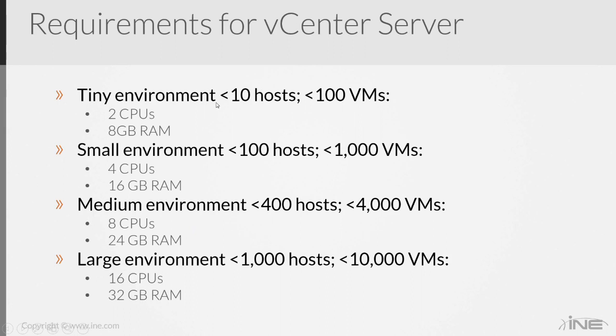So if you're doing less than 10 hosts and less than 100 VMs, you would set up your vCenter server with 2 CPUs, for example, 8 gigs of RAM. Bear in mind though, this has to do just with the vCenter server, not your database, the backend database that's running on this. So if you're running all of that on one box, you would need to cater a little bit more resources for those. And this is the same for the vCenter server on Windows and the vCenter Server Appliance.